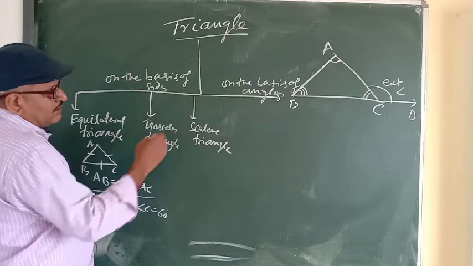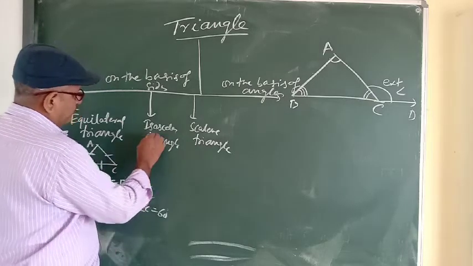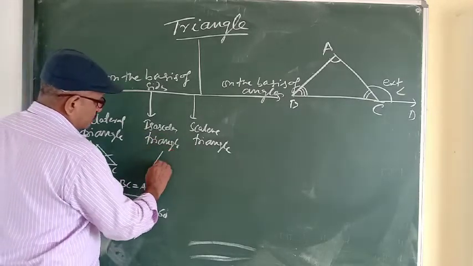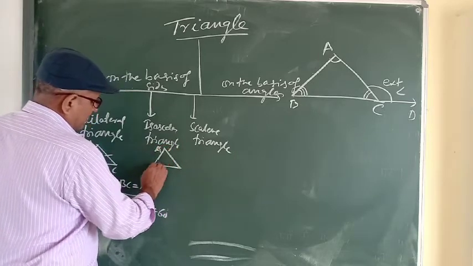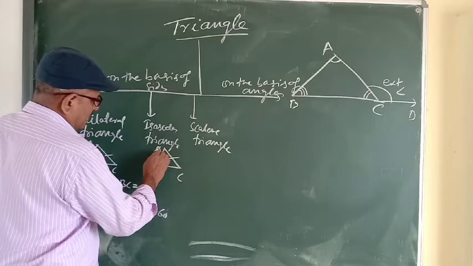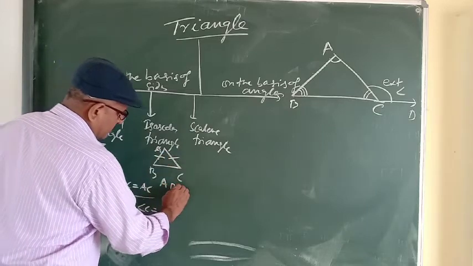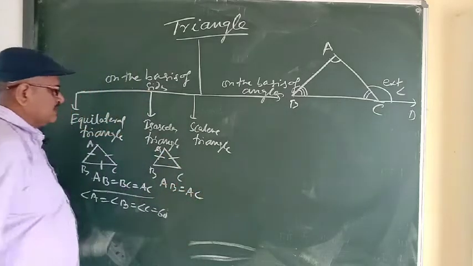Isosceles triangle. In this triangle, 2 sides are equal. A, B, C. Suppose AB and AC are equal. AB is equal to AC.